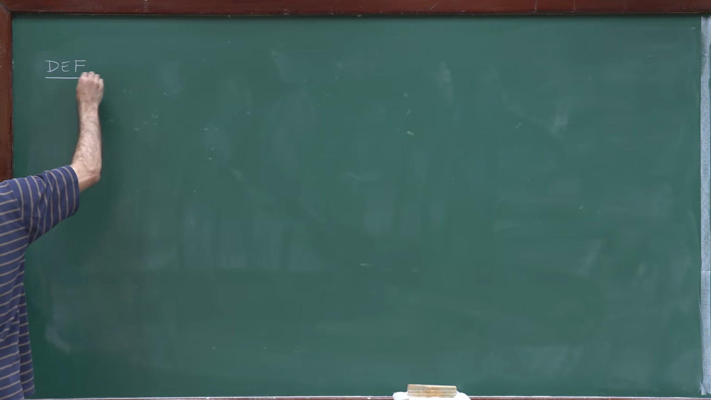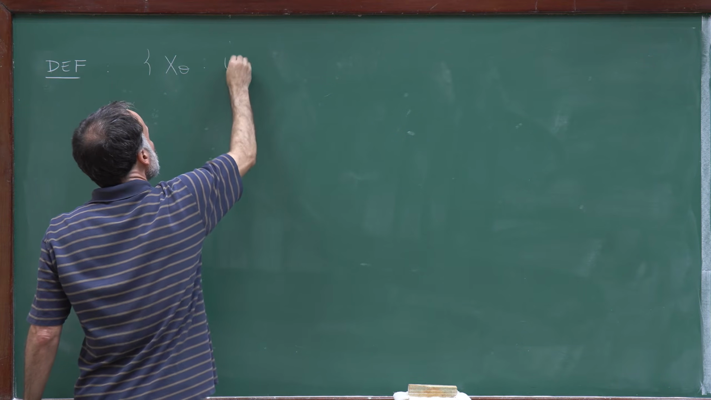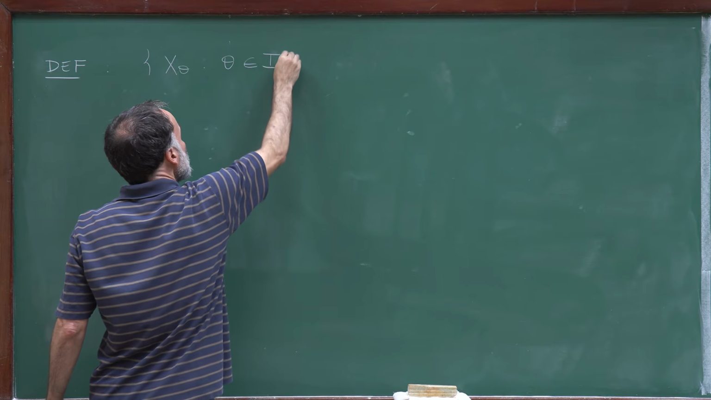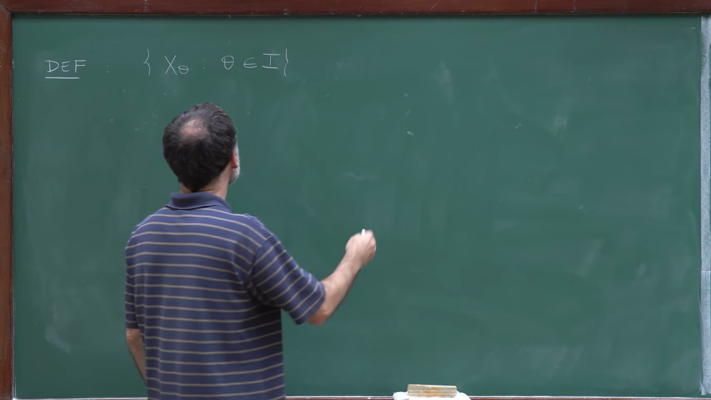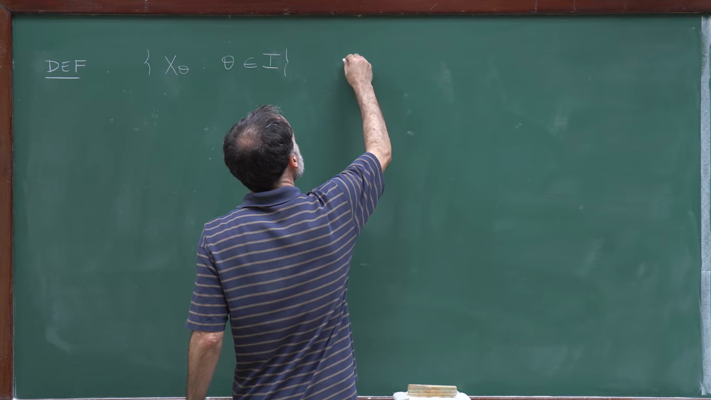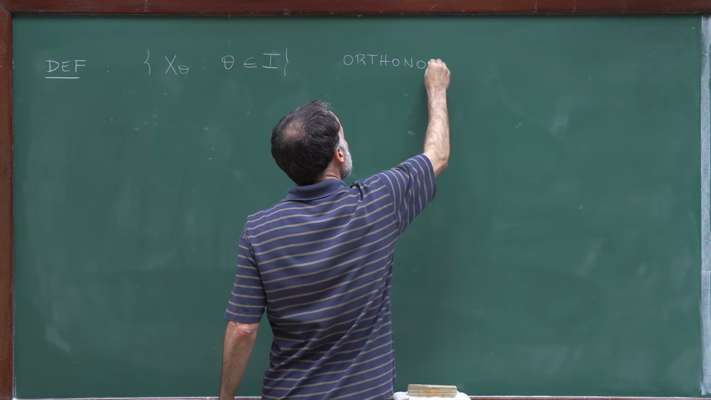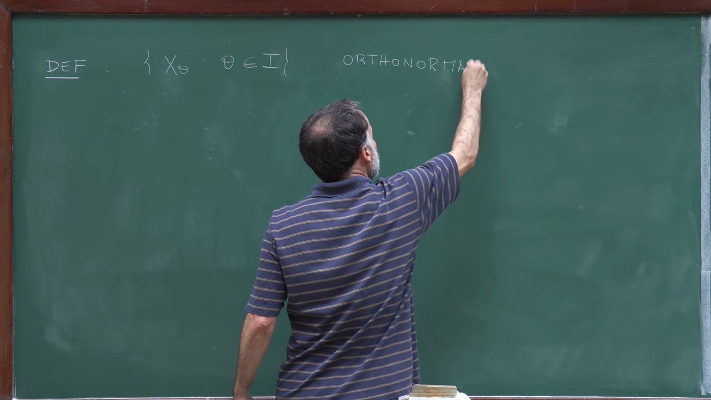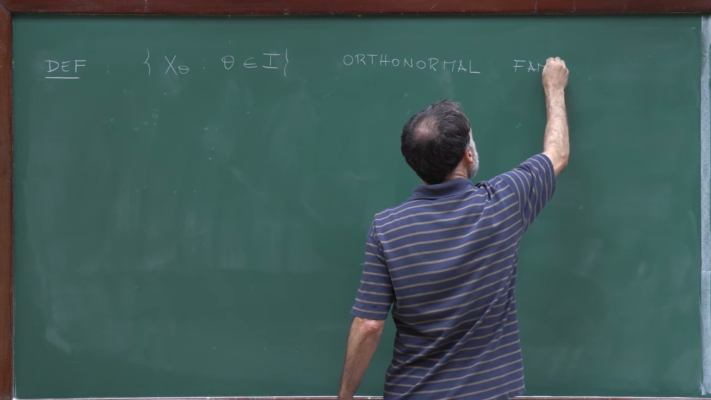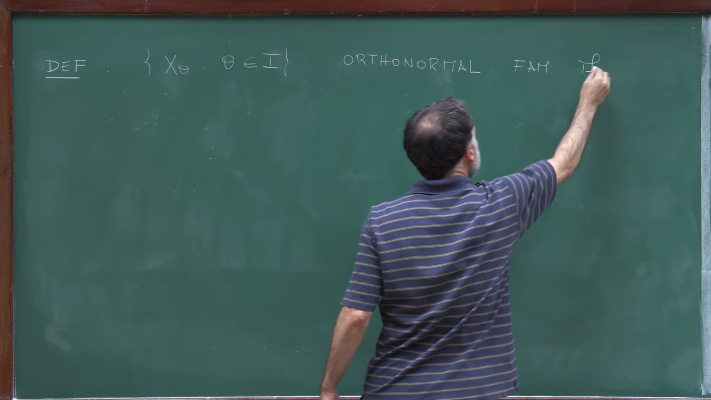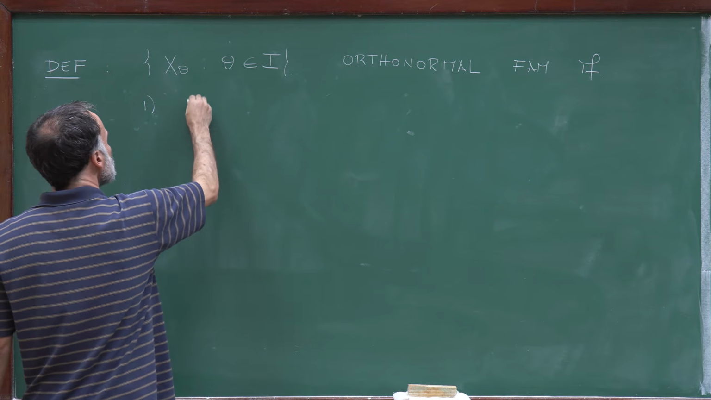So let me introduce a definition. I would say that a family x_theta, where theta belongs to I, and again here I may be uncountable, is an orthonormal family if we have two conditions. First, I want the norms to be equal to 1.